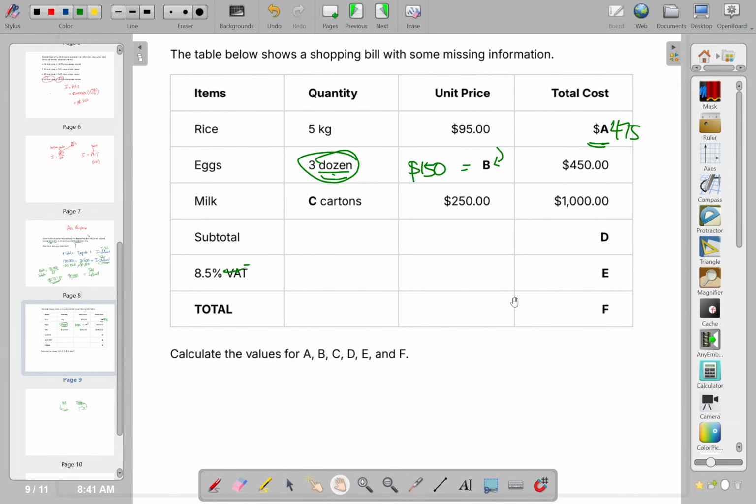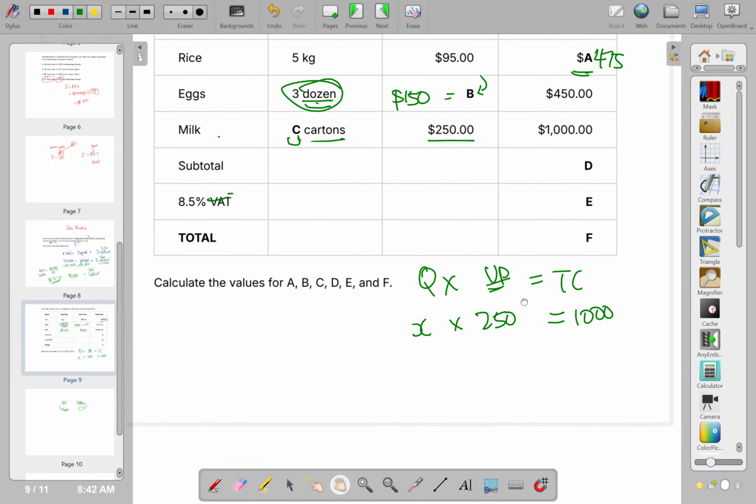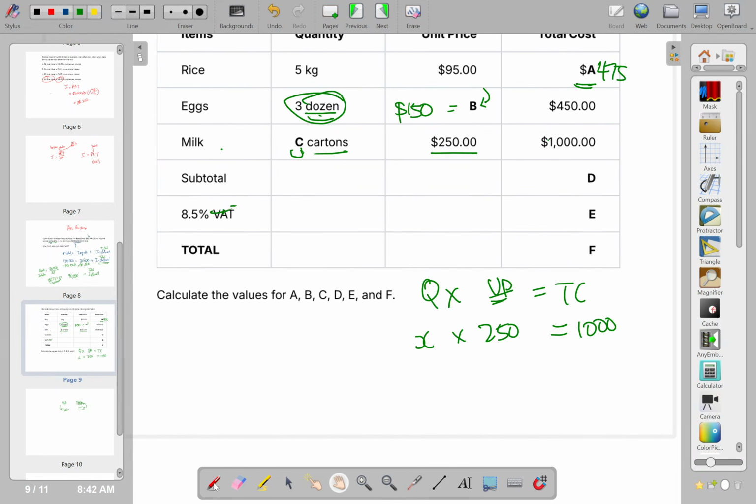Now we have a certain amount of cartons of milk. Each carton costs $250, and we have a total cost of 1,000. Once again, quantity times unit price gives me total cost. I don't know the quantity, so I'm calling it a letter X. Unit price is 250. So this is X times 250 equals 1,000. Once again, I'm creating equations. So this is 250X equals 1,000.